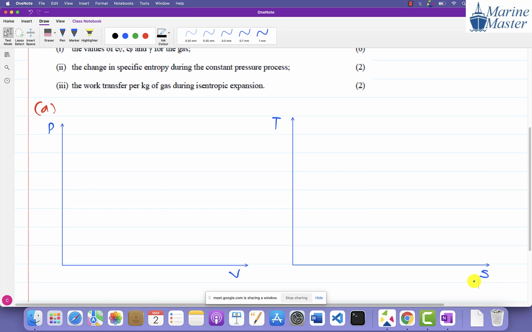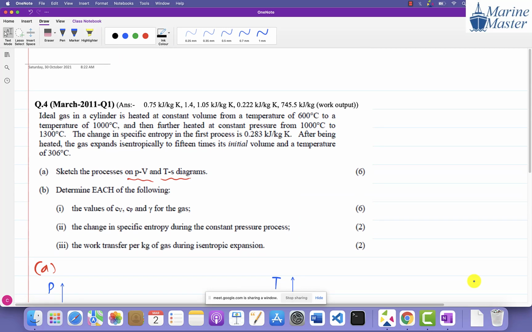Done, sir. Now what is our next target? We are going to write down the names of processes and then form a table for the number of states, and then we will draw the PV and TS diagram.